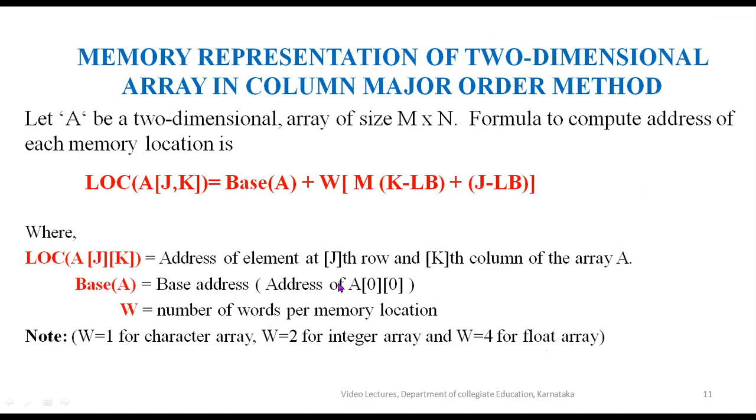Now to calculate the memory address of each element stored in the memory using the column major ordering, we use the formula location of A of j comma k is equal to base of A plus W of m into k minus LB plus j minus LB. So here A of jk is the address of the element at the jth row and kth column in the array A. Base of A is the address of A00, and W is the number of words per memory location.